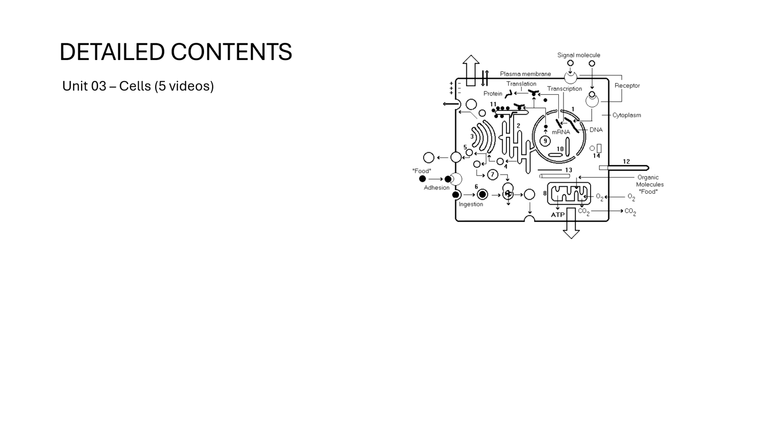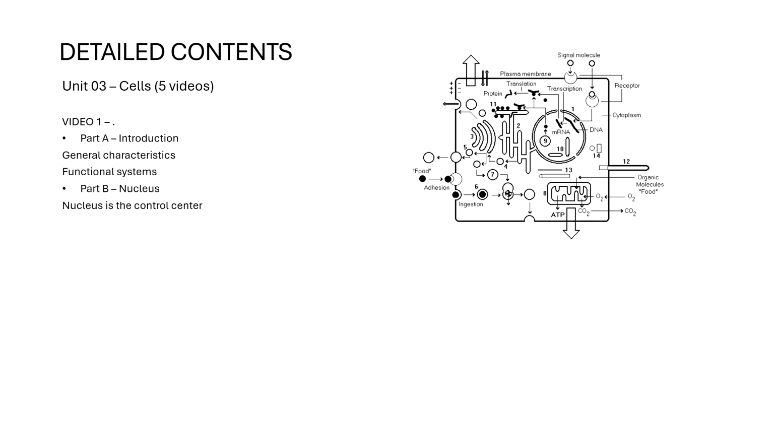Unit 3, cells. This has 4 parts presented with 5 videos. This is quite complex because my feeling is if you understand what a cell does, this goes a long way in helping you understand what the human does. Video 1 includes Part A, Introduction, which has general characteristics and functional systems.